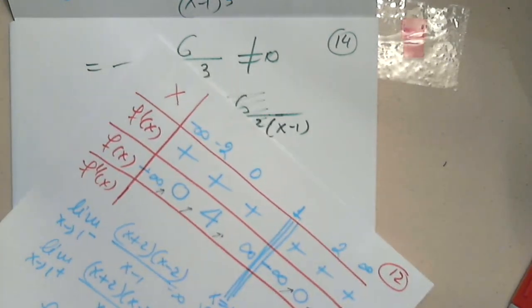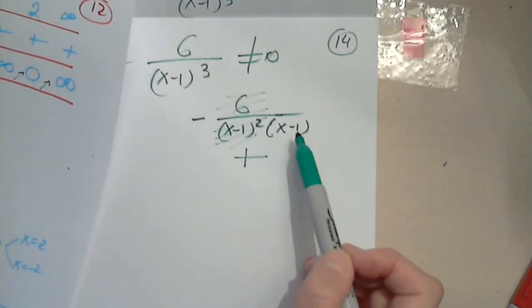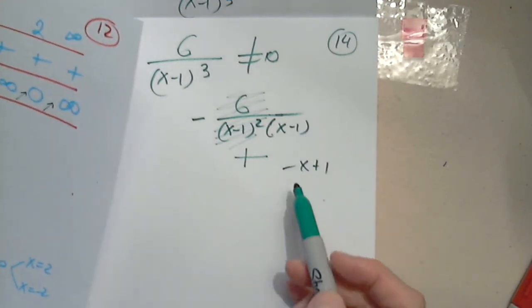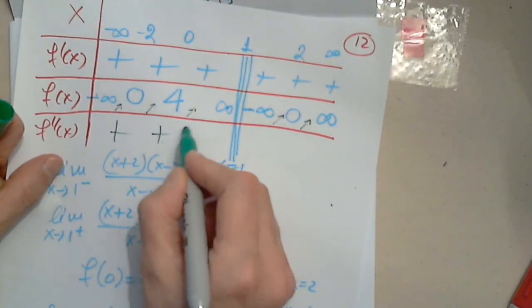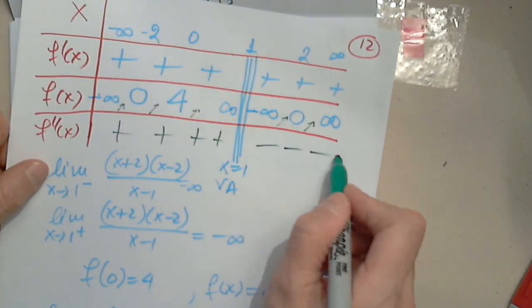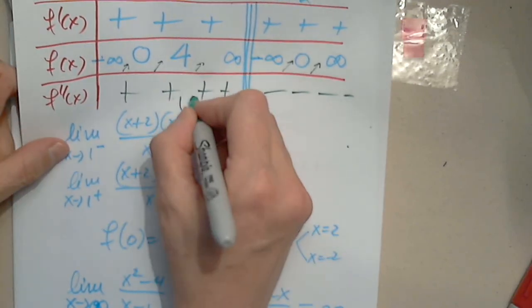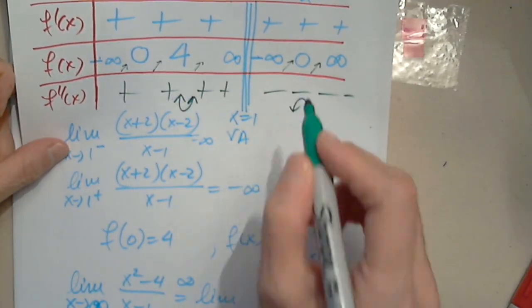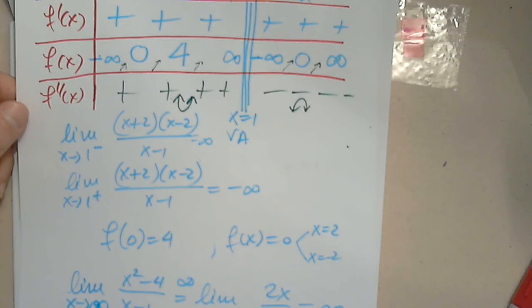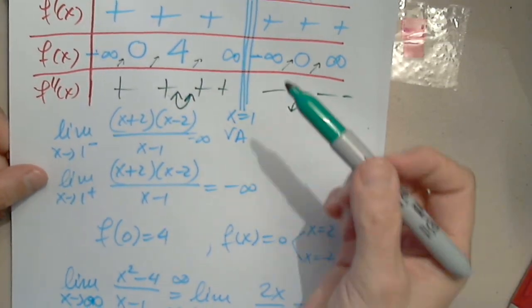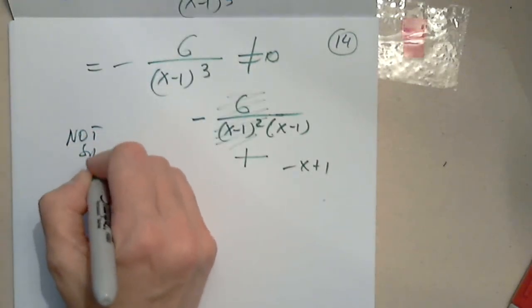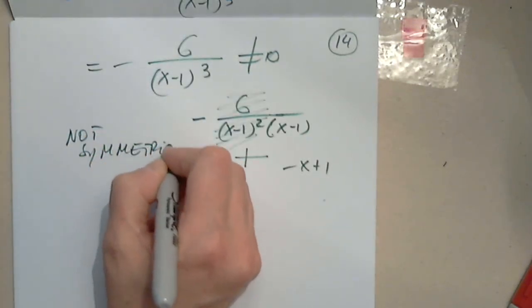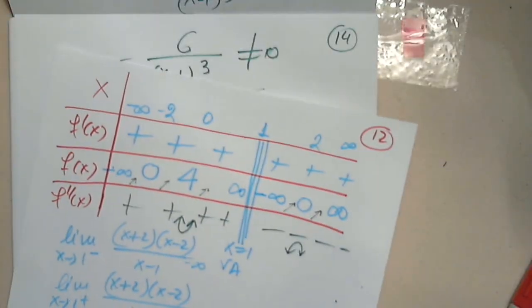So I'm going back to the table. Negative x plus 1 is positive to the left of 1, or you plug in a number, and it's negative to the right of 1. So it holds water, and it does not. It's not symmetric. It has a vertical asymptote at 1. So I just have to mention, not symmetric. Okay. Better than I thought initially.